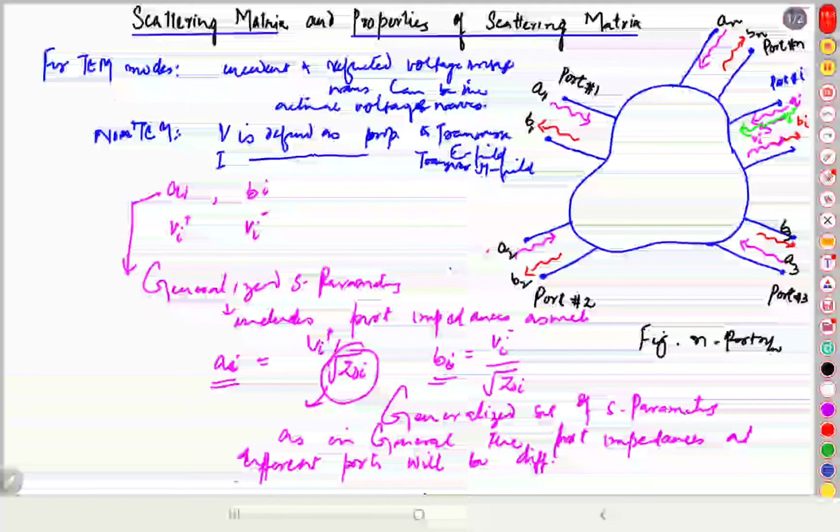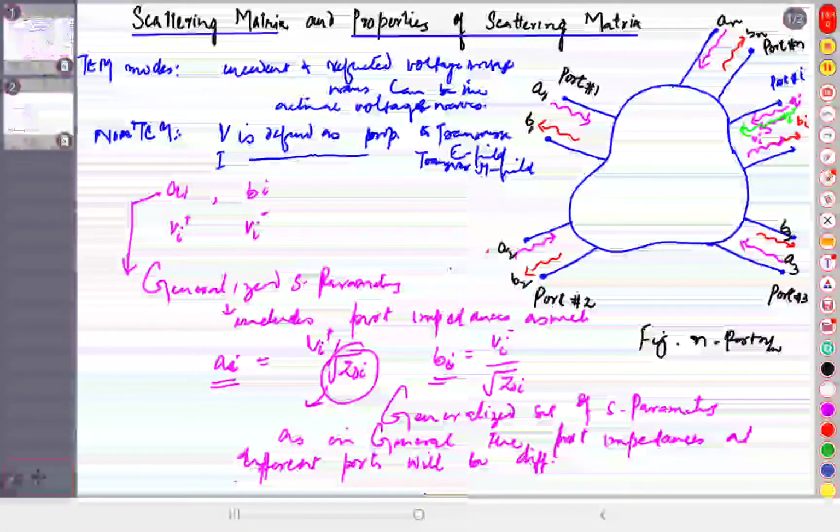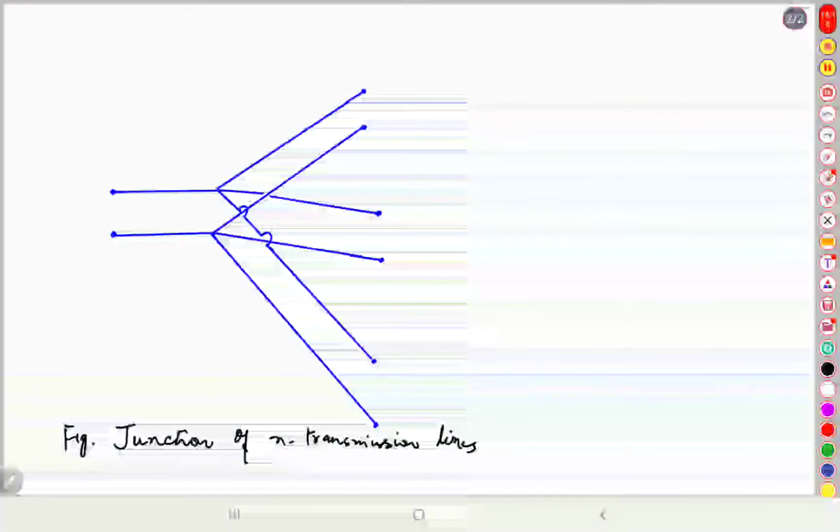So to derive a relationship between the incident and reflected waves, we'll consider a junction made up of n transmission lines, as for example shown in the figure here. Let this be the first transmission line, line number 1. This is, for example, line number 2. This is line number n. Let this be line I, or the ith transmission line.